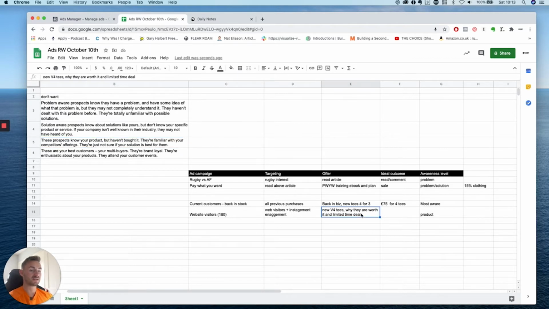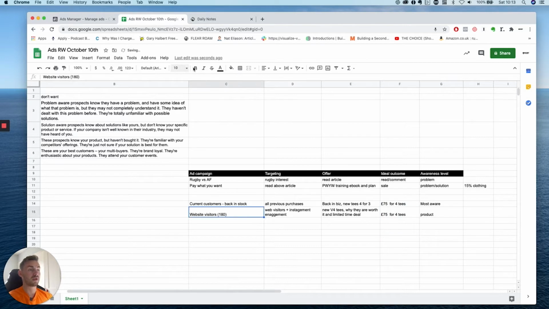So I need to say that the new V40s, for one, are even better than they've probably seen on the website previously. Why they're worth it, there's a limited offer, there's a time. So I'm giving them this scarcity. It's like, you have to buy now, you're going to miss out. And then for product aware, the ideal outcome is this offer here.